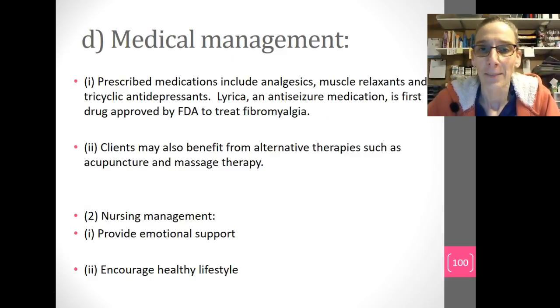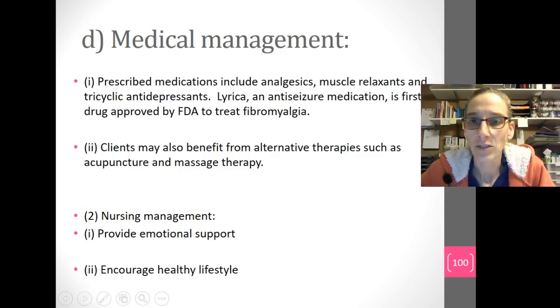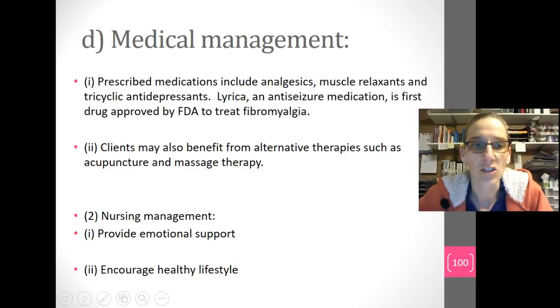Medical management. Prescribed medications include analgesics, muscle relaxants, and tricyclic antidepressants. Amitriptyline has been shown to have some success for the chronic pain. Lyrica is actually an anti-seizure medication. It is the first drug approved by the FDA to treat fibromyalgia. You'll see commercials for that frequently now. Clients may also benefit from alternative therapies such as acupuncture and massage therapy.